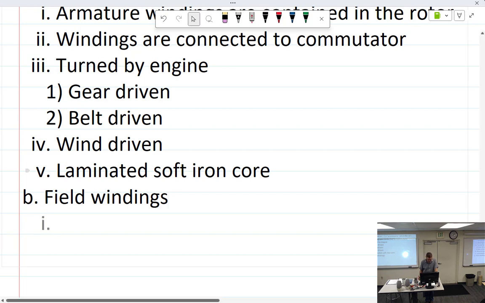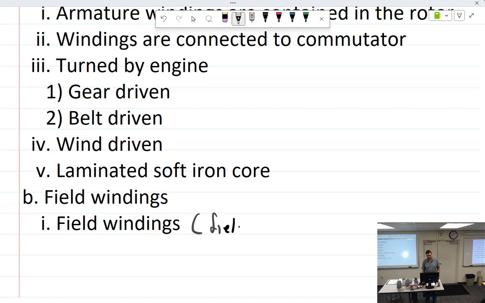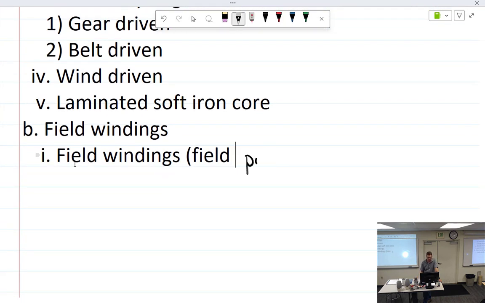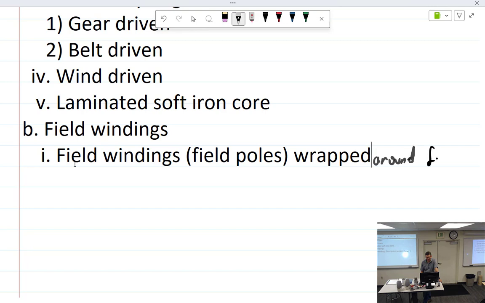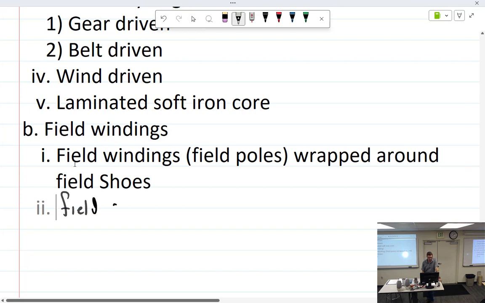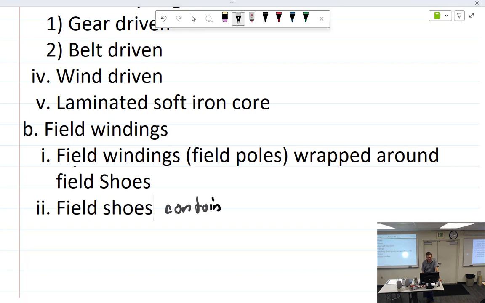Field windings. Oh yeah, field windings, or what else do we call them? Field windings or field poles. Wrapped around. Field shoes. The field shoes contain residual magnetism.